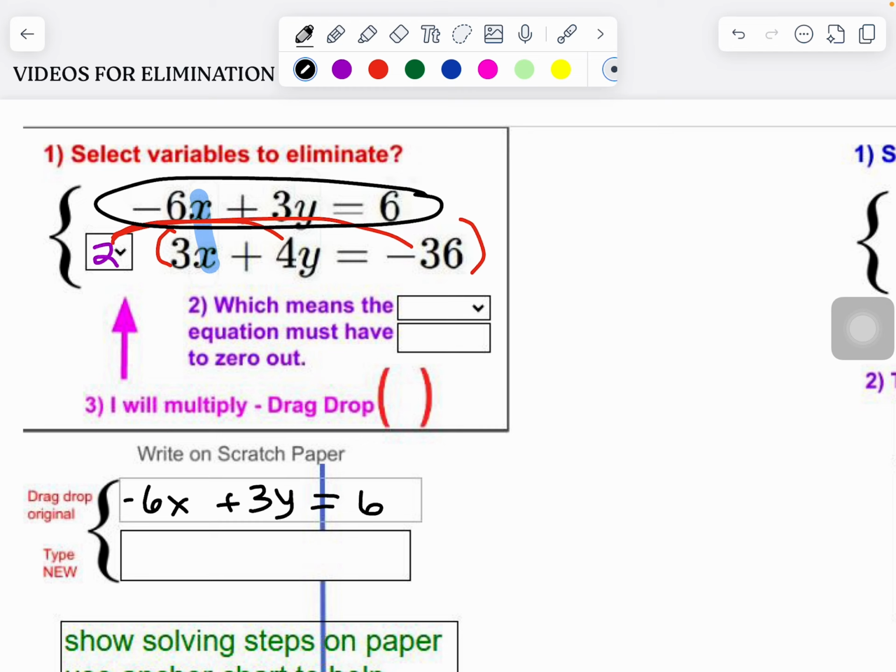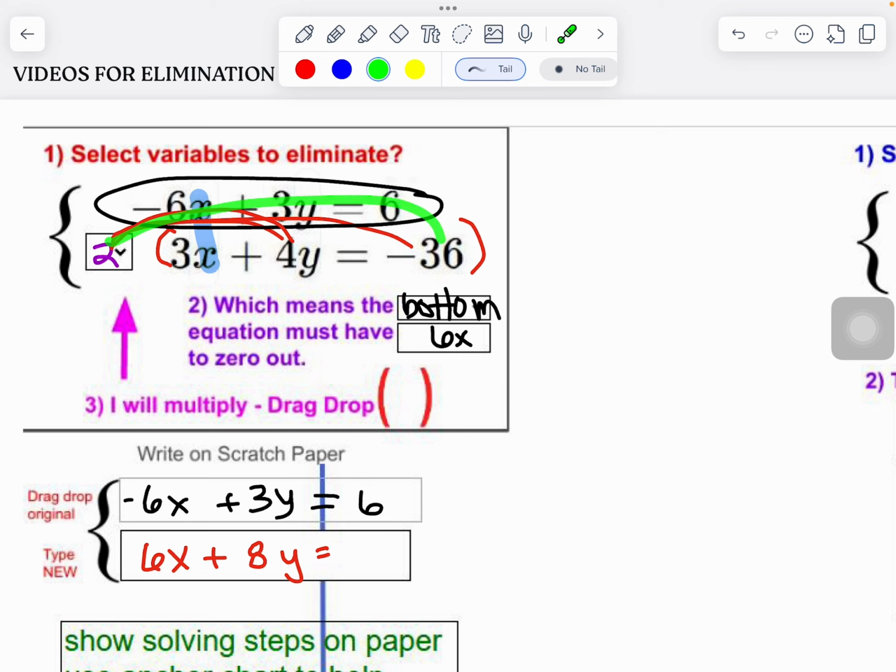And what we're going to do now is we want to make the bottom equation have a positive 6x, I'm so sorry, positive 6x so that it zeroes out with the negative 6x. So we're going to distribute, and I'm going to write my new equation down here on the bottom. 2 times 3x is positive 6x, and then 2 times 4y is positive 8y. Bring down your equal sign. And then 2 times negative 36 is negative 72.